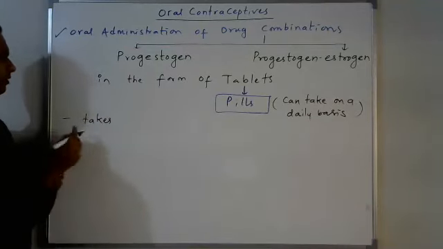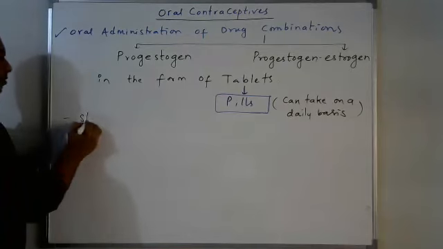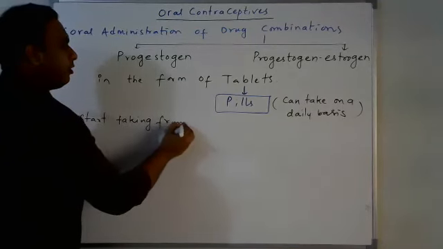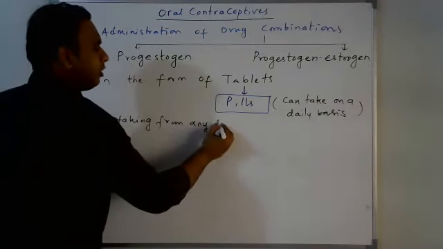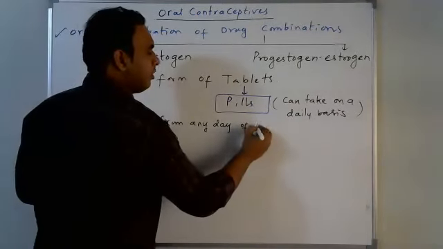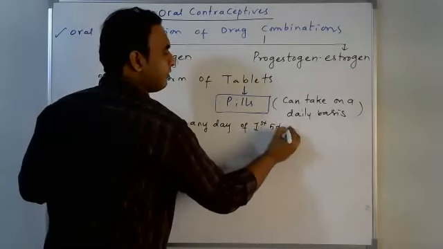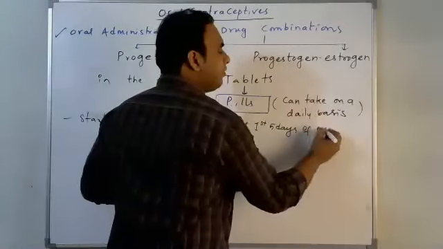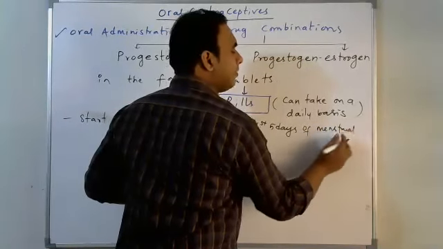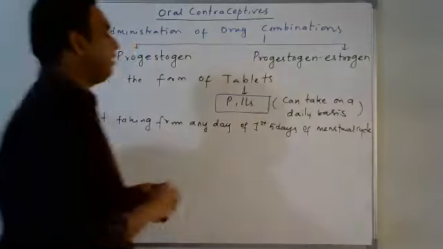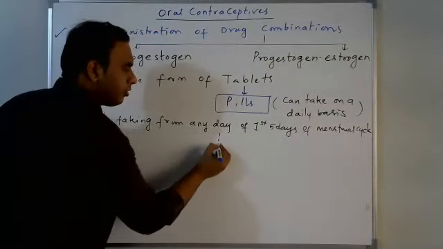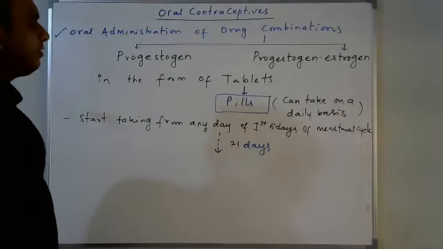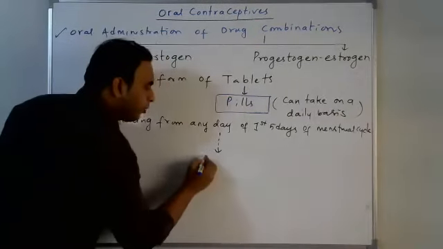So she starts taking from any one day in the first 5 days of the menstrual cycle, and continues up to 21 days.